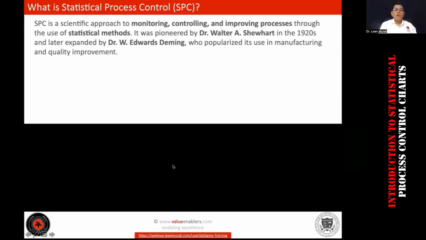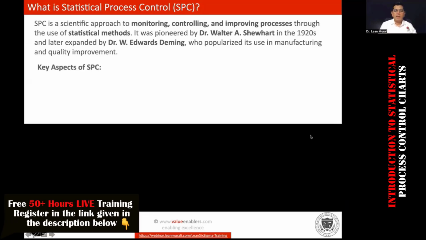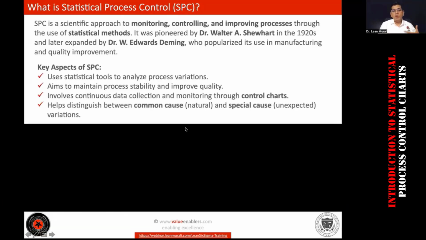Now, Dr. Edward Deming and Dr. Walter Shewhart popularized the quality movement, and Shewhart charts. Dr. Walter Shewhart actually extensively used these control charts. Now, I'm not going to read all these things, but it uses statistical tools to analyze process variations, aims to maintain process stability, improve quality, involves data collection, and distinguishes between common cause and special cause.